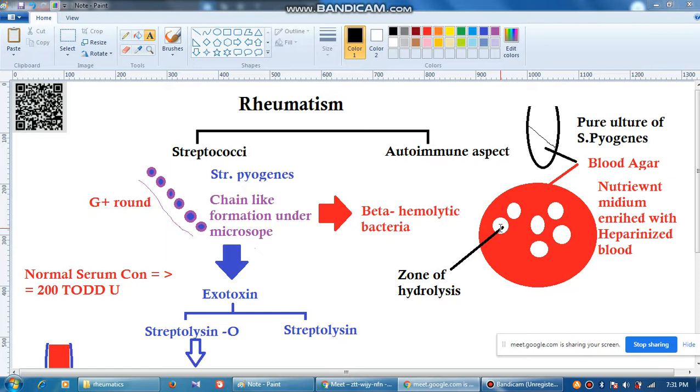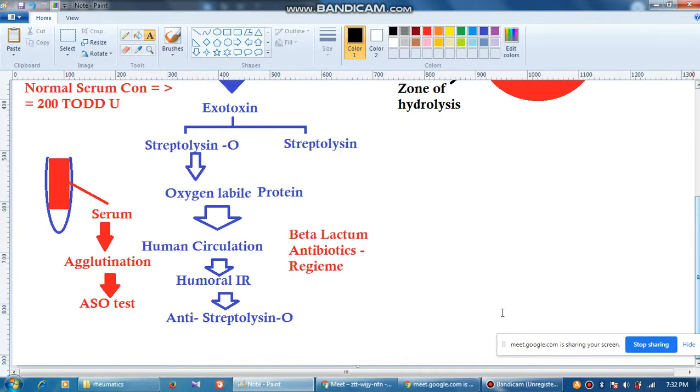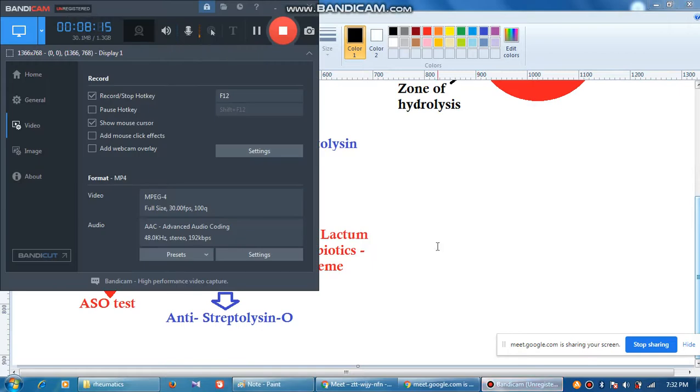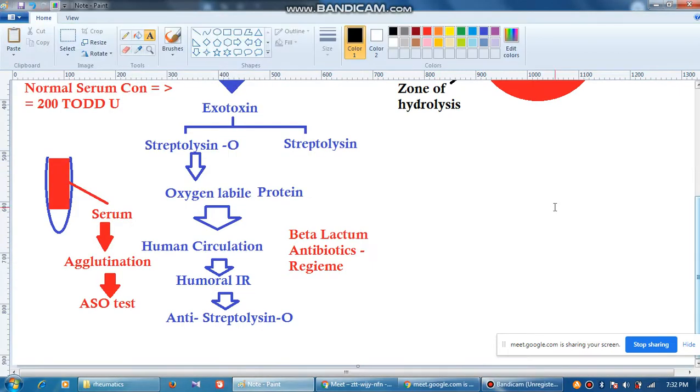The radius of the zone of hydrolysis is proportional to two things. One, how long you are incubating the organism in the incubator, or how much quantity was present in the starter culture. Now the quantity of starter culture is calculated by a thing called CFU, colony forming unit. So we are not discussing that. So this is the case. Now how it causes these problems, this is also very important. We will come to this particular point now.